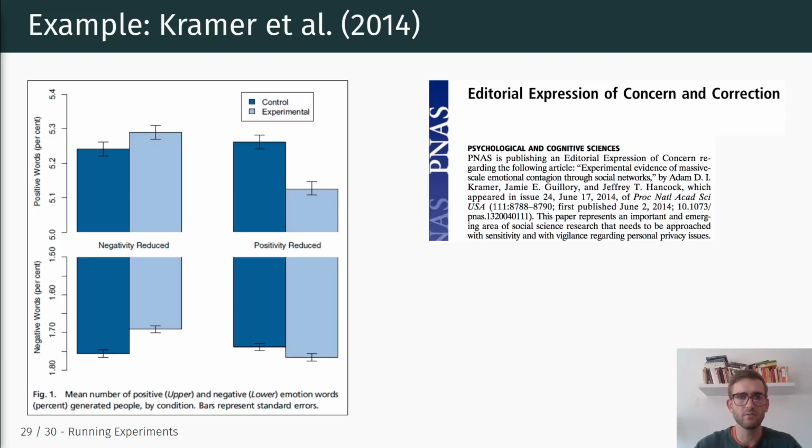And that led the publisher, here, the Proceedings of the National Academy of Sciences, to publish an editorial expression of concern and correction. And in the paper that I'm going to upload, this editorial expression of concern will be included as well, so you can take a look at that as well.